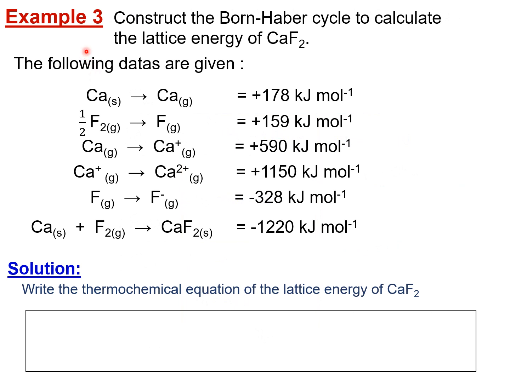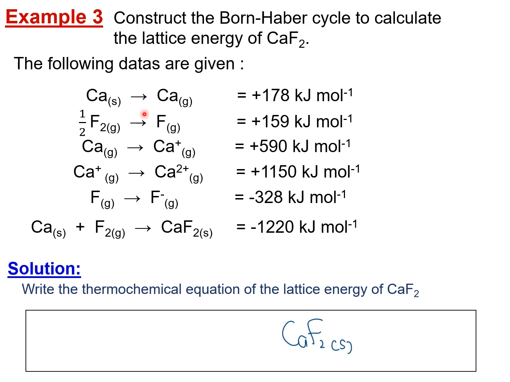Okay guys, so let's look at this example. You are asked to construct the Born-Haber cycle to calculate the lattice energy of CaF2. Again, CaF2 is an ionic crystal solid. Okay, how do you know that it's an ionic crystal solid? Because CaF2 is formed from the cation Ca2+ and also the anion F-.